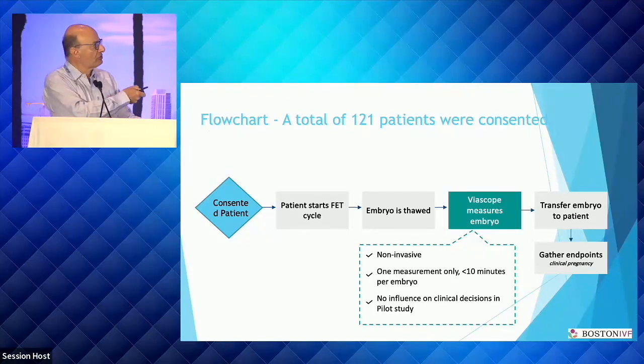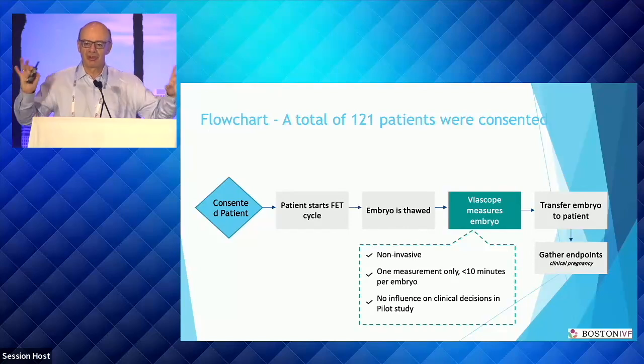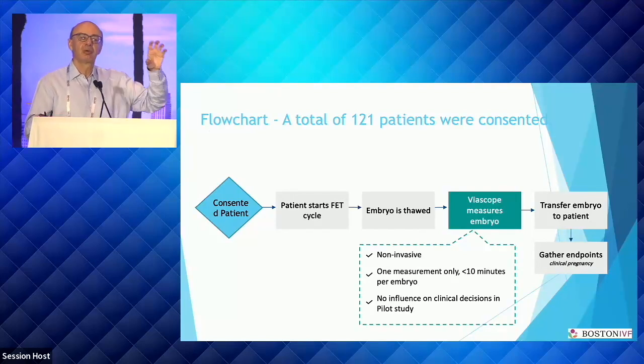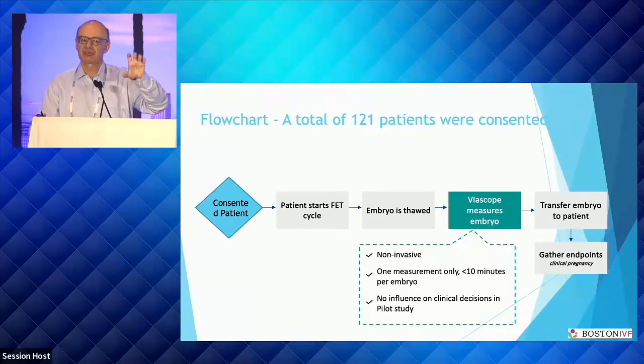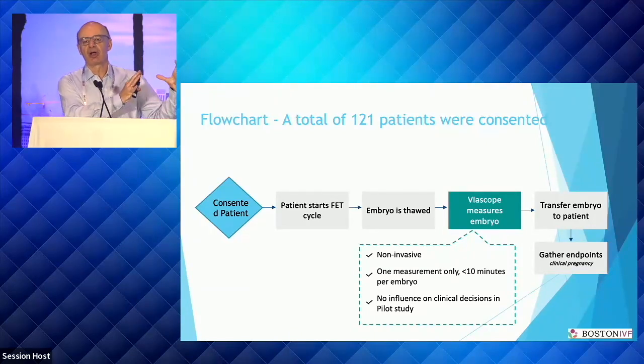What we would do is consent the patient. The embryo would be thawed, so all the decisions were not based on the metabolism of the embryo. They were already designated because they were good morphology embryos. Once we thawed the embryo, it took us about 6 minutes to measure the metabolism of these embryos using the FLIM technology, and then we transferred it back to the patient. And what we had then was the metabolic profile of the embryos that were transferred back to the patient.